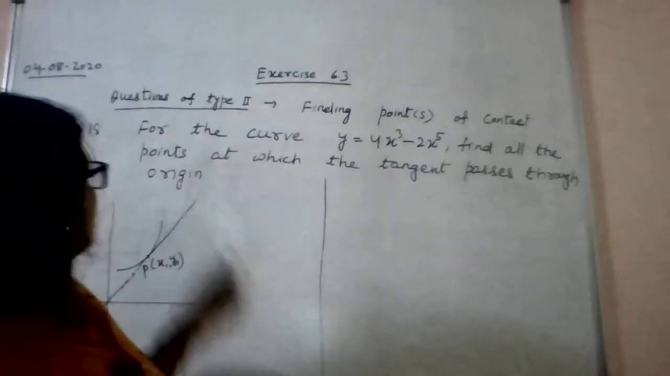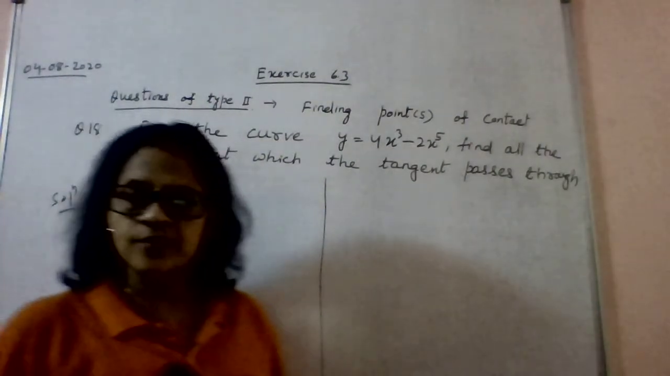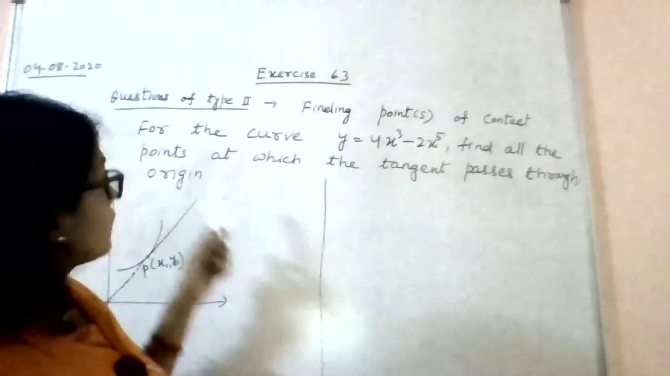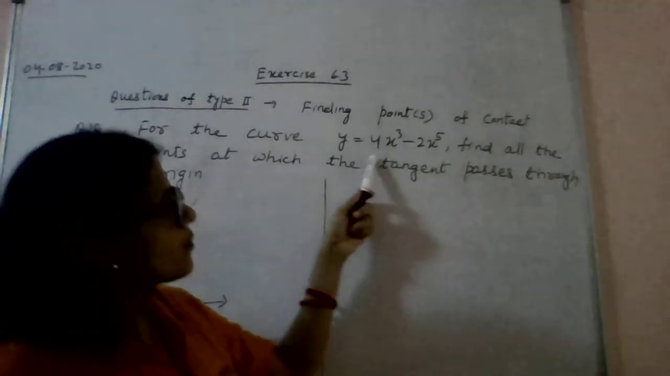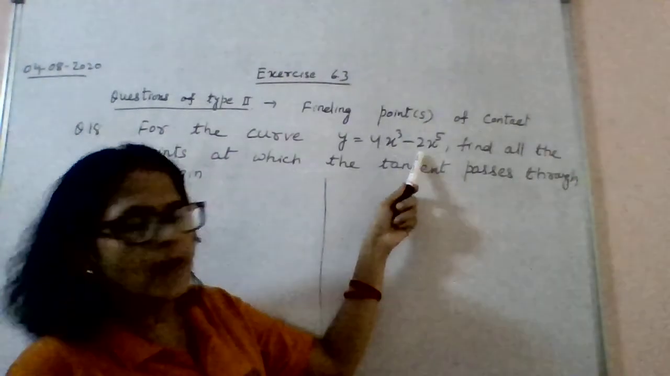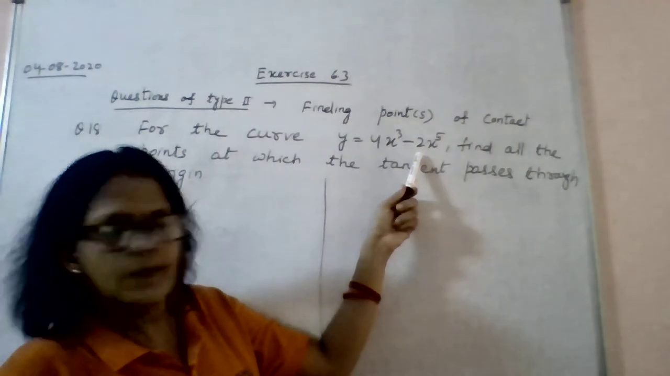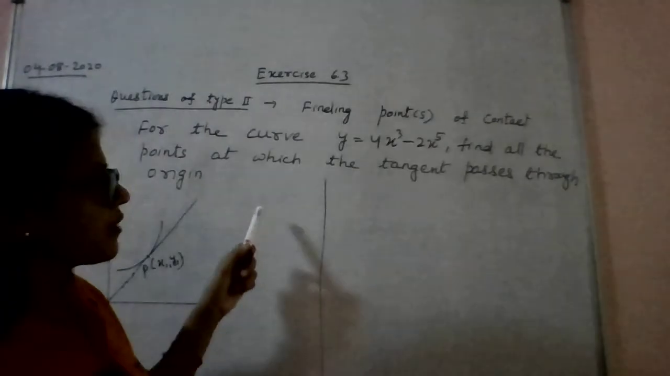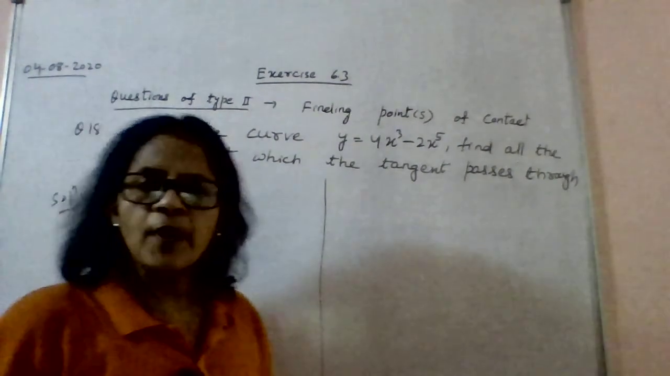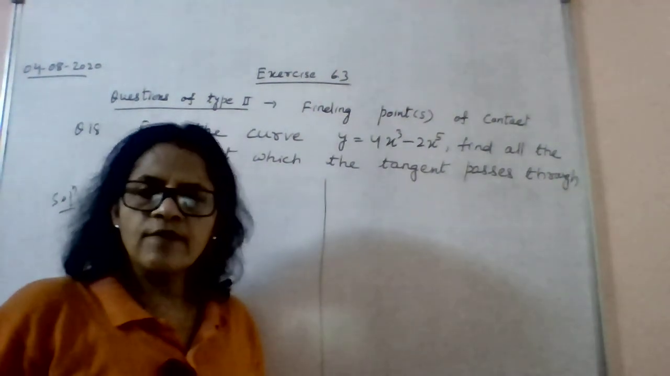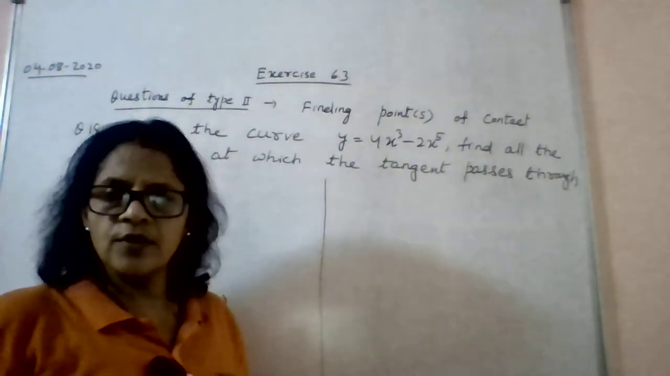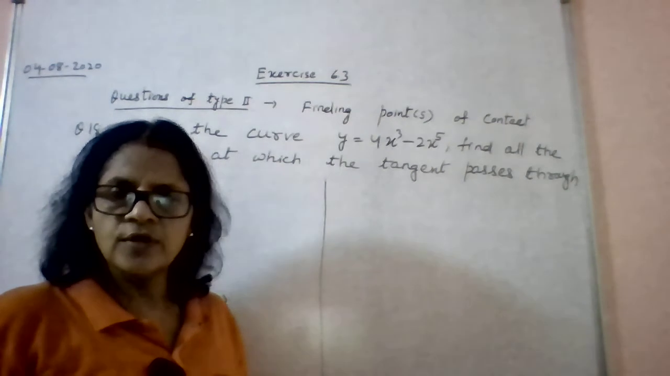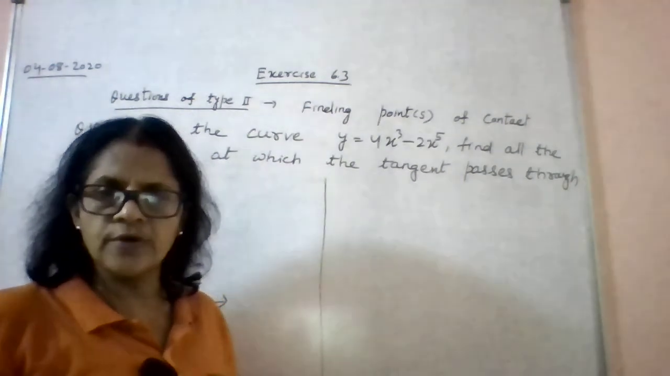So question number 18 of the same exercise. For the curve y equal to 4x cube minus 2x to the power 5, find all the points at which the tangent passes through the origin. Find all the points on the curve for which the tangent passes through the origin.